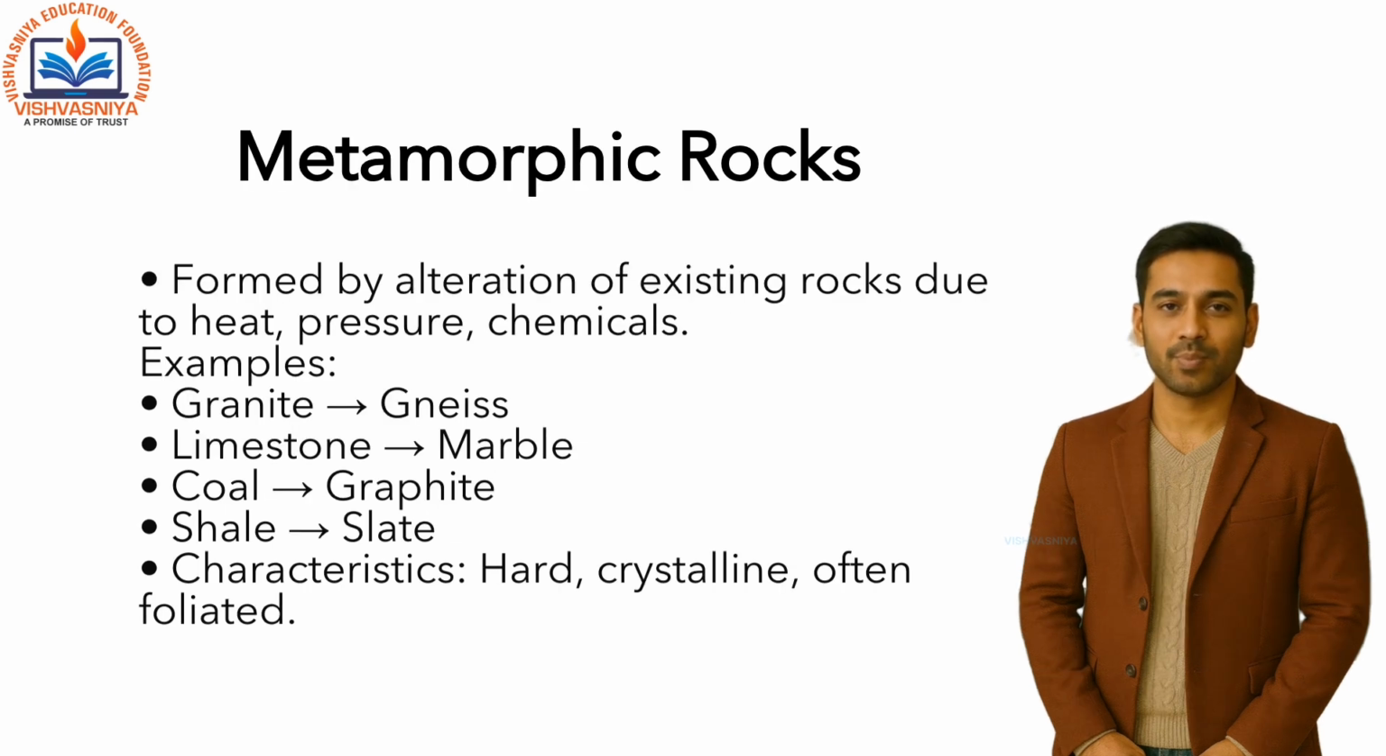Metamorphic rocks are formed when pre-existing rocks are changed by heat, pressure, or chemical processes. Examples: granite to gneiss, limestone to marble, coal to graphite, shale to slate. Characteristics: very hard, crystalline, and often foliated, arranged in layers.